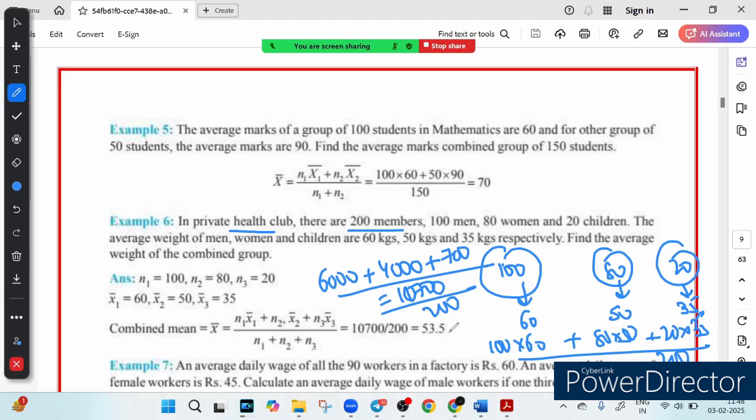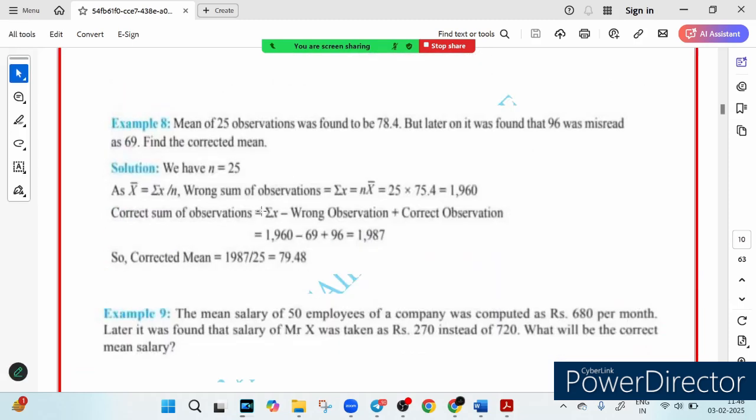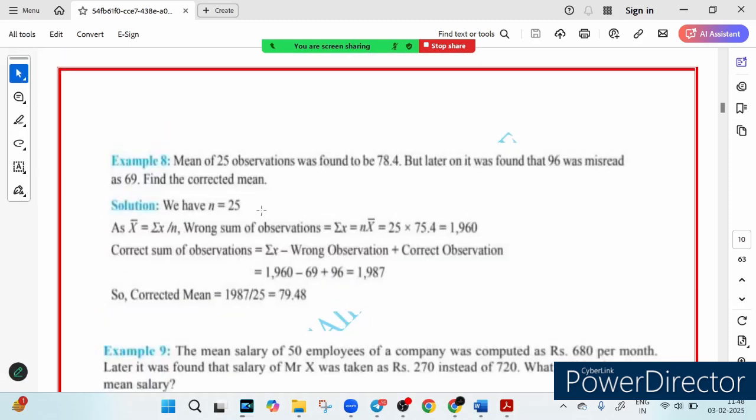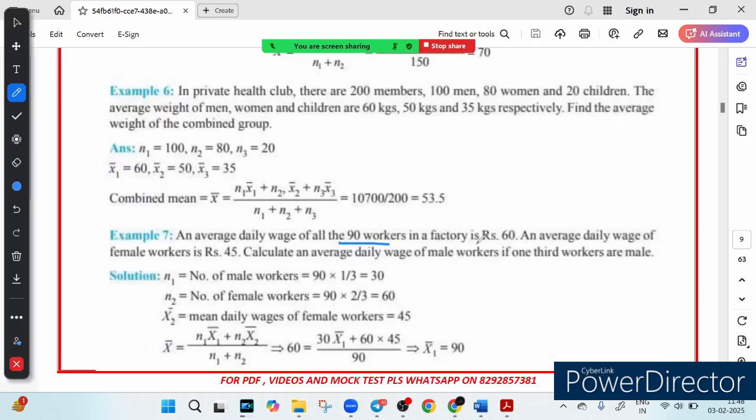I'm explaining it step by step. Now let's see the third question that we have. The average daily wage of all the 90 workers in a factory is 60. The average daily wage of female workers is 45. Calculate the average daily wage of male workers if 1/3 are male.